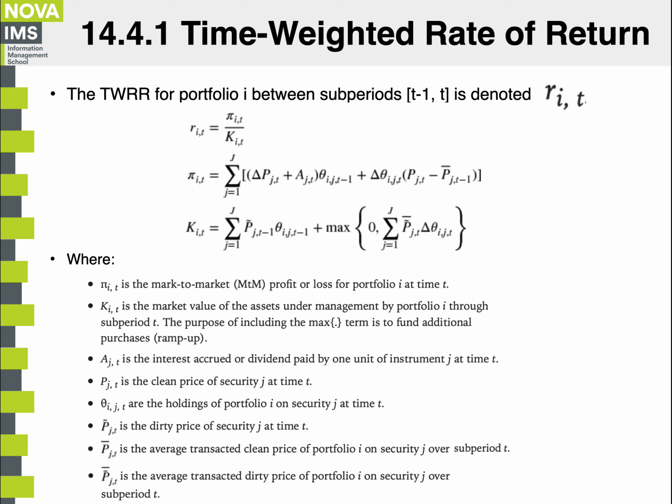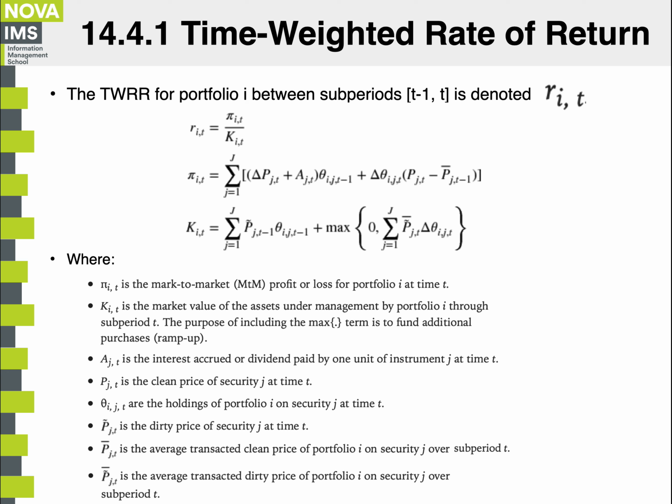GIPS rules calculate time-weighted rates of return, or TWRR, adjusted for external cash flows. Periodic and subperiodic returns are geometrically linked. For periods beginning on or after January 1st, 2005, GIPS rules mandate calculating portfolio returns that adjust for daily weighted external cash flows.